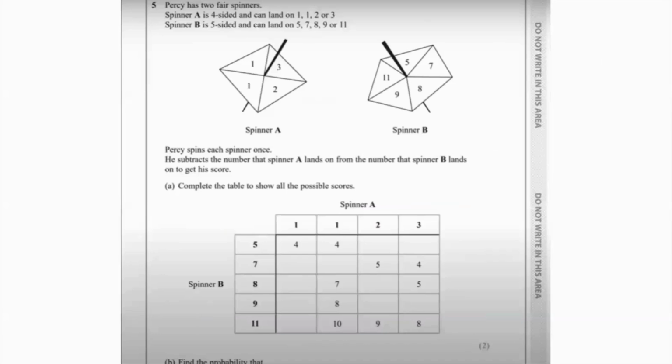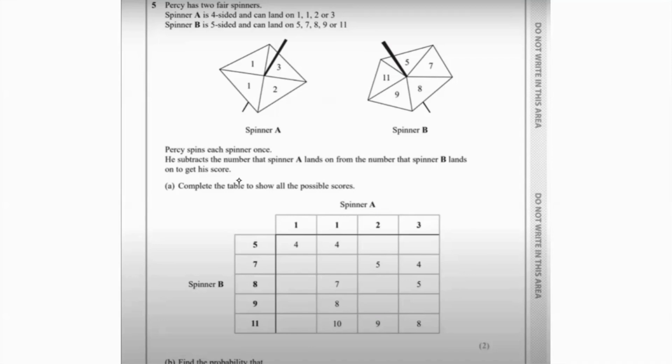Then question 5 says Percy has 2 fair spinners. Spinner A is 4-sided and can land on 1, 1, 2, or 3. Spinner B is 5-sided and lands on 5, 7, 8, 9, or 11. Percy spins each spinner once. He subtracts the number that spinner A lands on from the number that spinner B lands on to get his score. Complete the table to show all the possible scores.